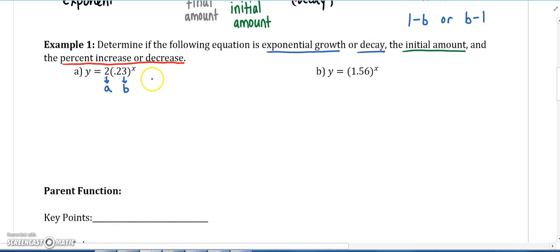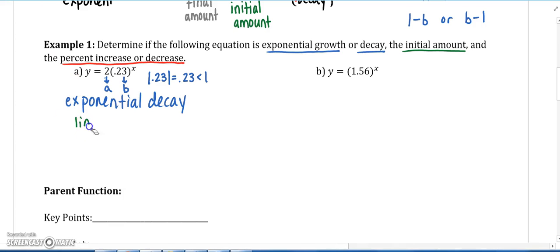Since b, the absolute value of 0.23, is just 0.23, and that's smaller than 1, that means it's going to be decreasing. So this would be exponential decay. Decay is decreasing. So there's the answer to the first part. Then it asks us for the initial amount. The initial amount is that front number, the a value. In this case, that would be 2.